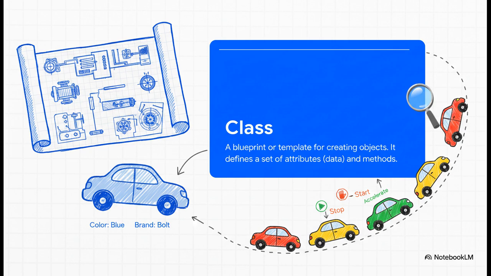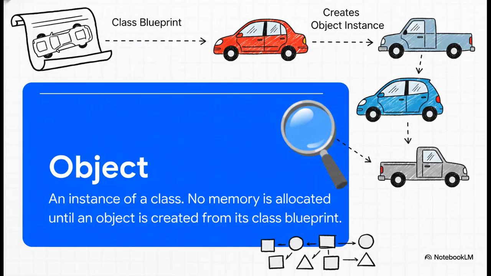The car blueprint analogy is perfect. The blueprint defines what every car will have, attributes like color and brand, and what every car can do, methods like start engine or accelerate. It's the master plan.